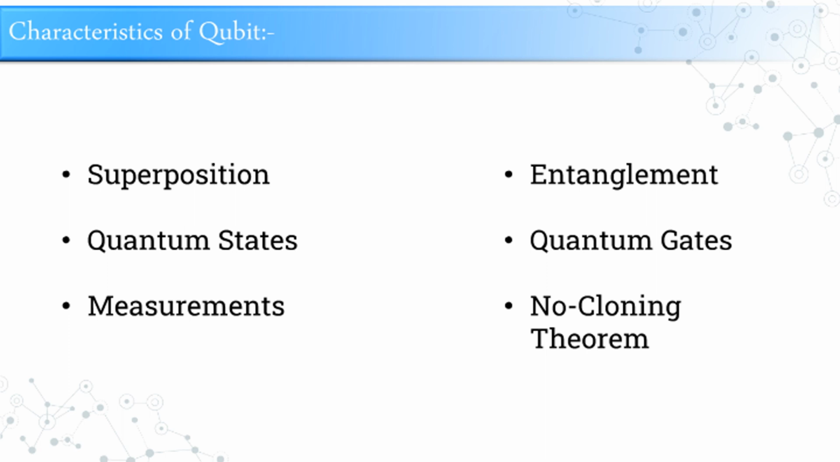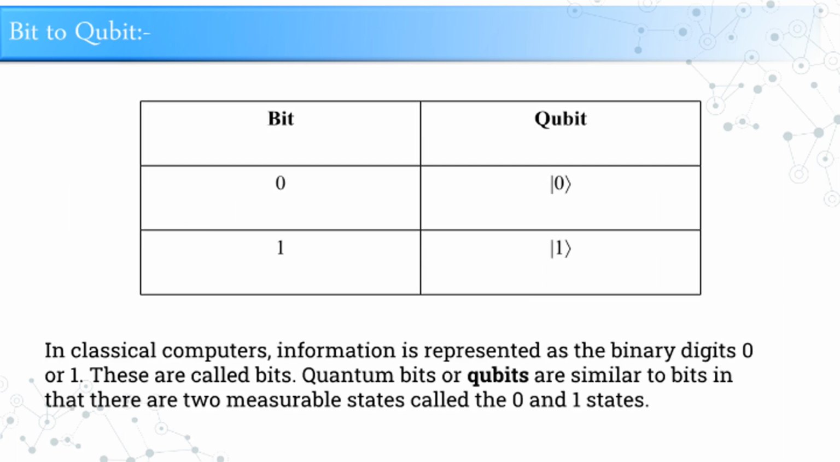In classical computers, information is represented as the binary digits 0 or 1. These are called bits. Quantum bits or qubits are similar to bits in that there are two measurable states called the 0 and 1 states.